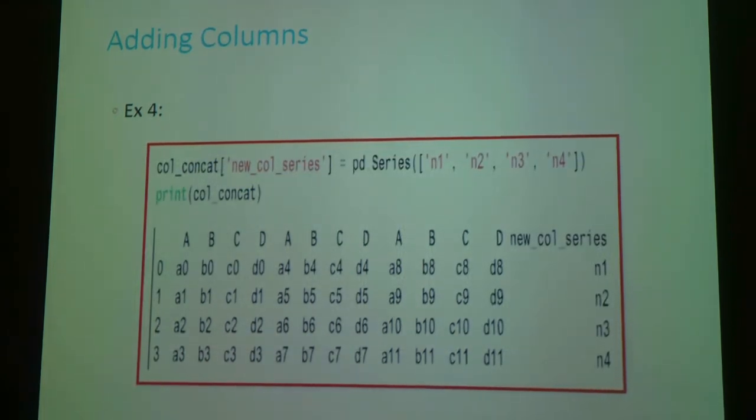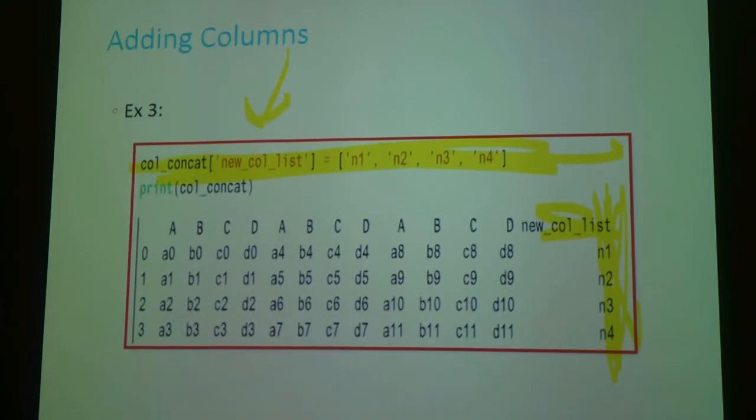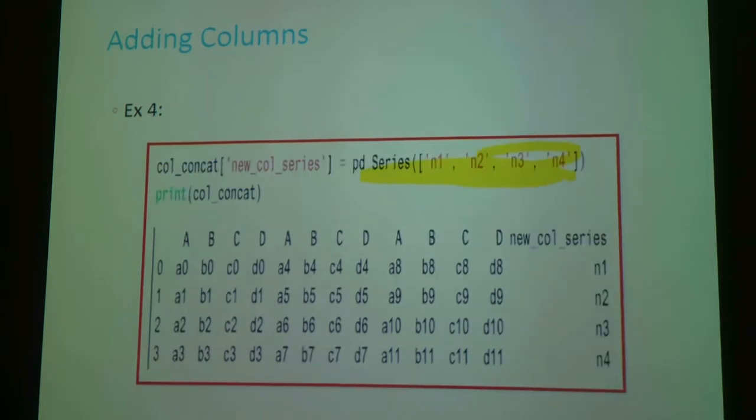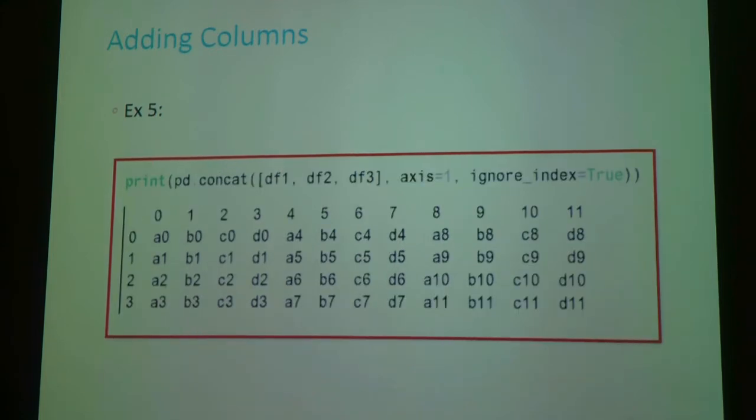In here, for example, you could add it as a series, not as a list. So you create a series. In the previous one, we added a list. In here, we have a series, and again, it was added as a series to the end of the data. Okay?